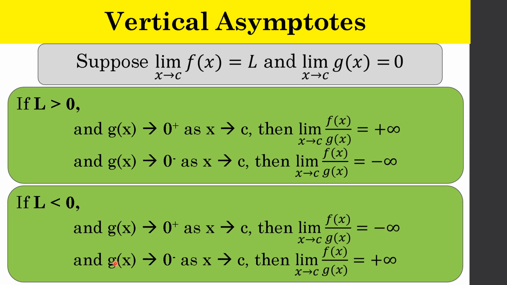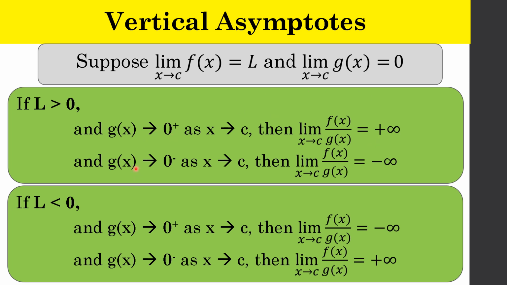And if g of x approaches 0 from the negative side, then the limit of our rational function is equal to positive infinity. So ito lang yung tatandaan natin. If the value of your L is greater than 0 and g of x approaches 0 positive, or that is on the right part of your 0, then the limit is positive.